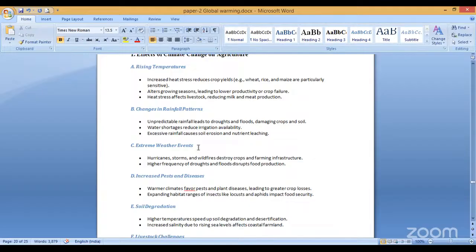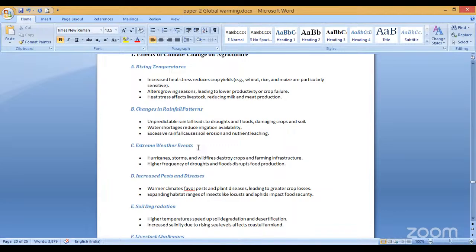Next one is the change in rainfall patterns. Unpredictable rainfall leads to droughts and floods, damaging crops and soil, causing water shortages and reducing irrigation availability. Excessive rainfall causes soil erosion and nutrient leaching, right? Extreme weather events like hurricanes, storms, and wildfires destroy the crops and farming infrastructure. High-frequency droughts and floods disturb the food production.